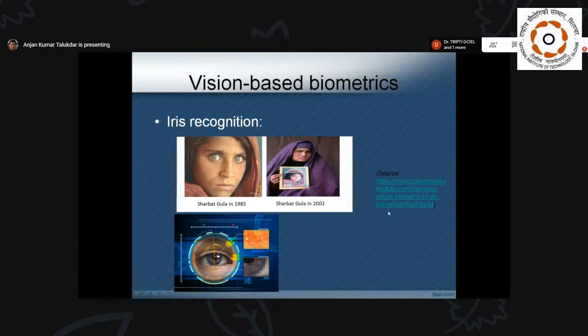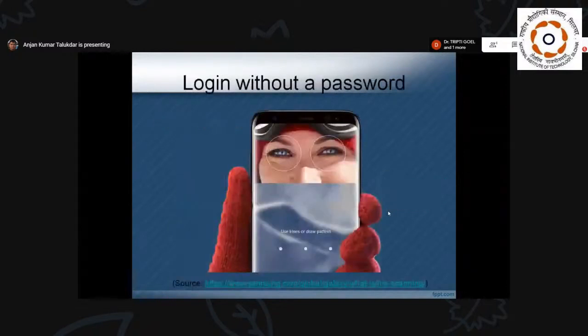Then, as you know, this feature has also now come to our mobile phones. Login without a password means it basically takes your iris as input, and it detects whether you are the authorized person or not. So this technology has already come.